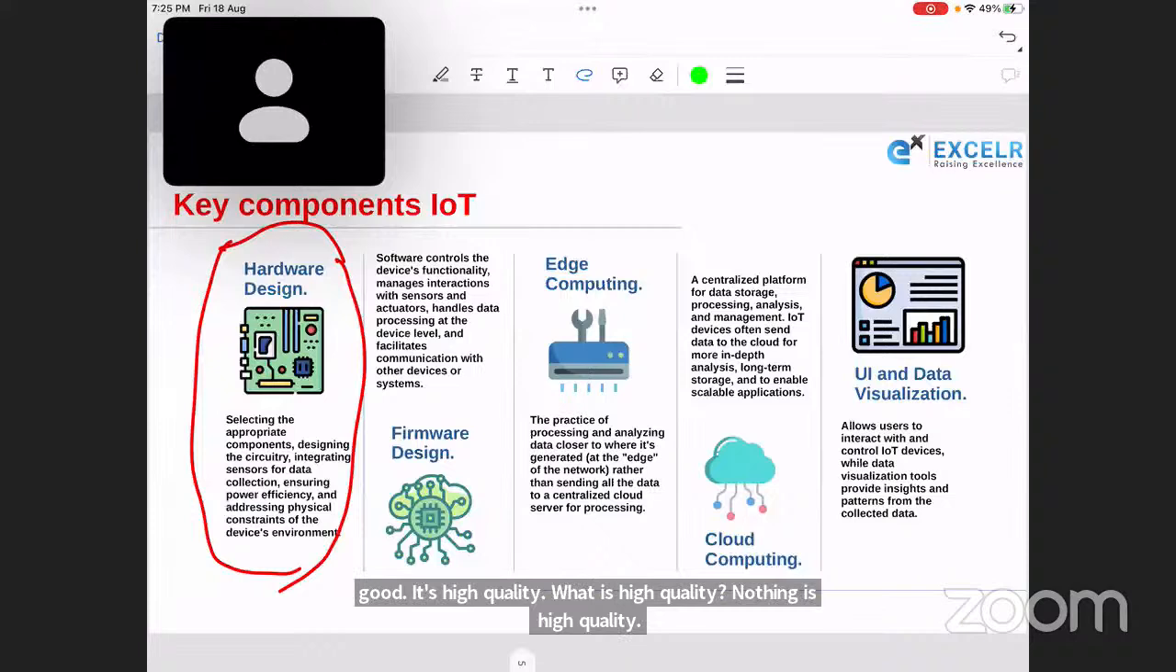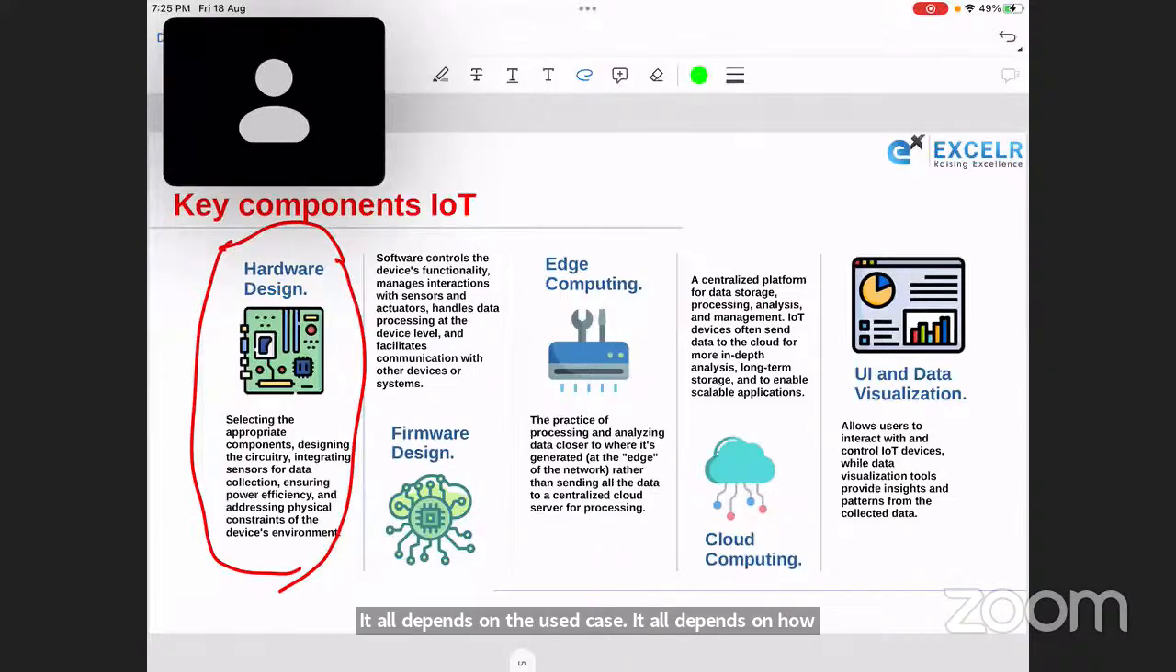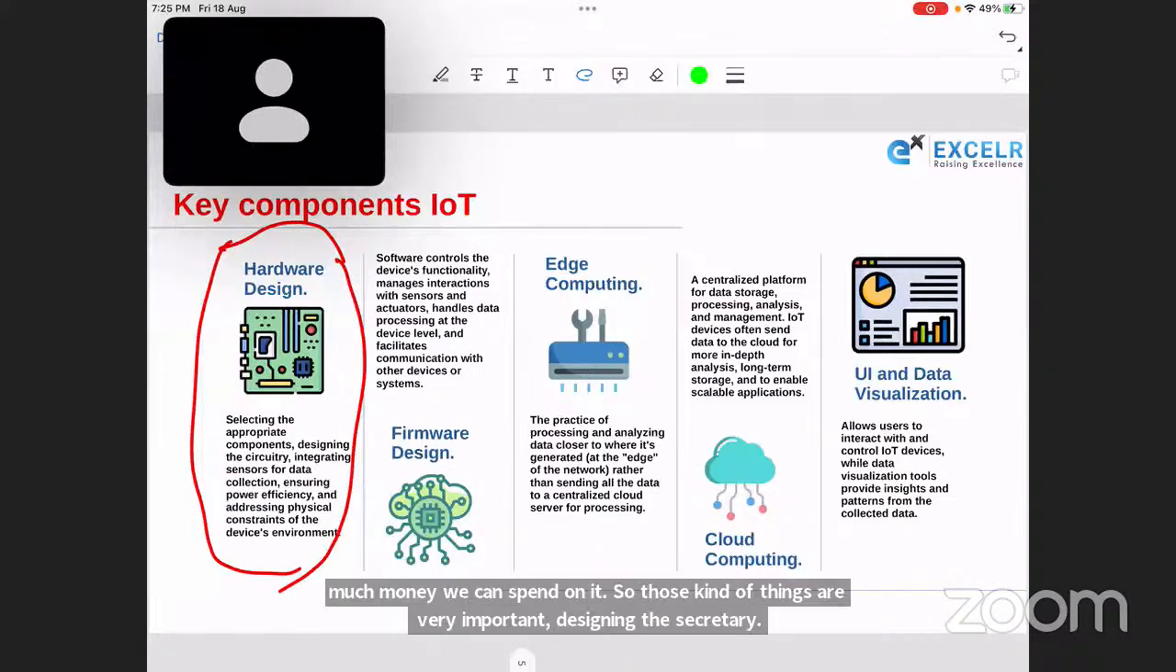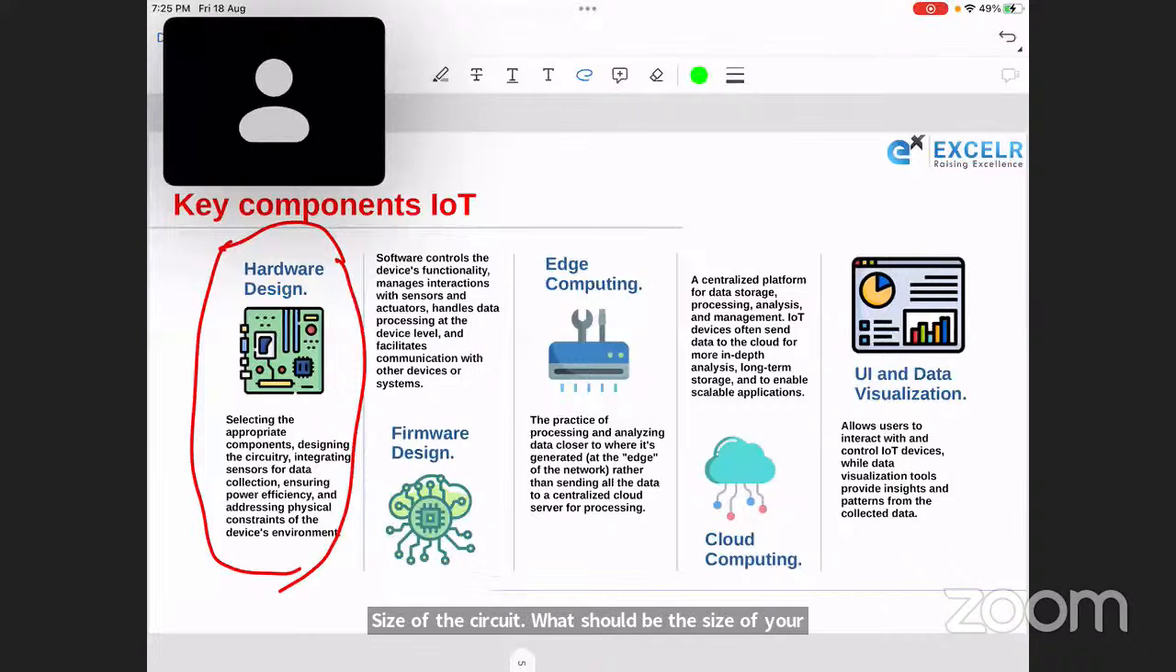Now, designing the circuitry, the size of the circuit. What should be the size of your device? Depending on that, you have to think about what hardware you are putting up. What is the enclosure, and what type of enclosure should I put up? Should it be waterproof, IP65 or IP68? Cost-wise, it will differ. So what should I do to overcome that? While selecting the hardware, there is no perfect hardware.